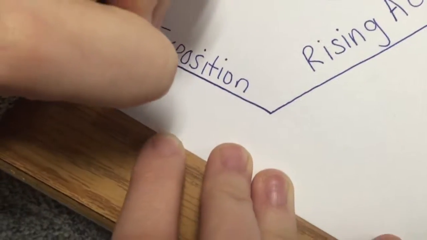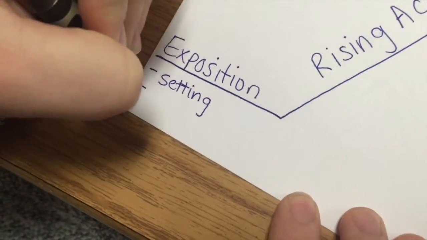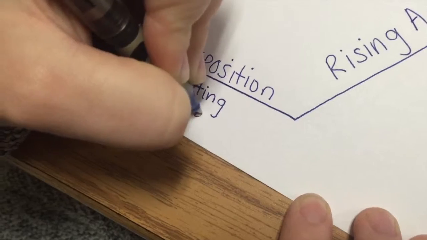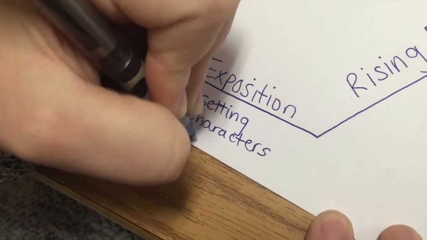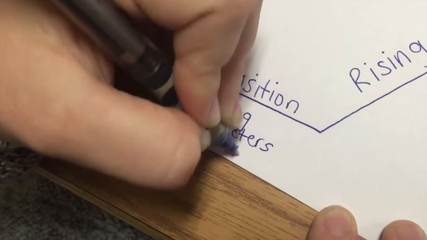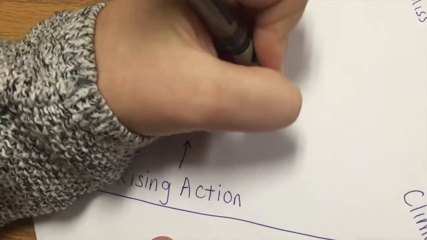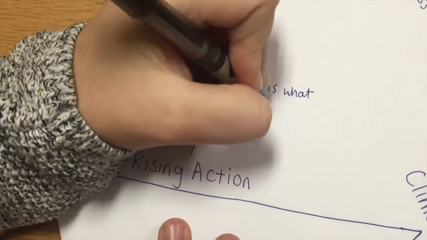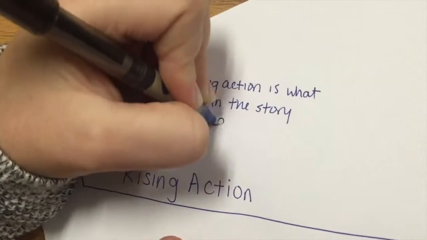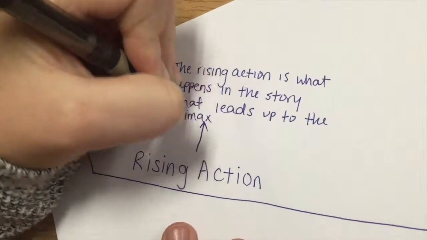The exposition can include the setting, the characters, and the conflict. It basically introduces the very beginning of the story. Next we have the rising action. The rising action includes all of the events that lead up to the climax. There should be at least 3 significant events with supporting details that revolve around the main idea of the story.